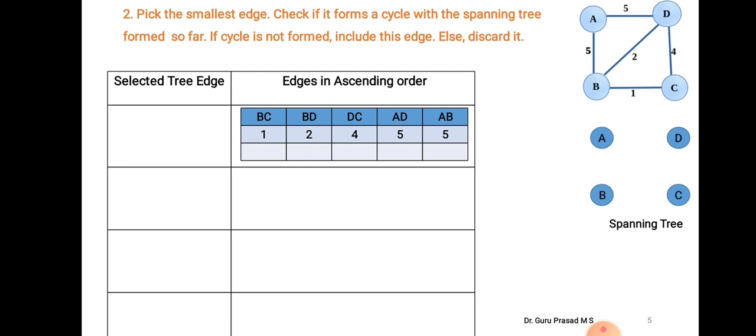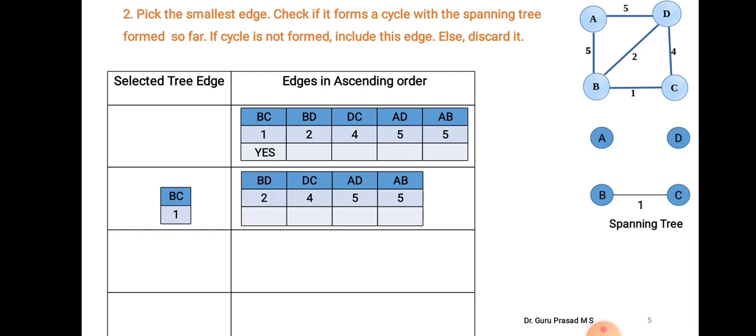Now the spanning tree consists of 4 vertices and 0 edges. First I am selecting the smallest edge BC. So observe the figure of the spanning tree. If I select the edge BC, it does not form any cycle, so I am selecting the edge BC. After selecting the first edge, in the second row, again you have to arrange the remaining edges in order.